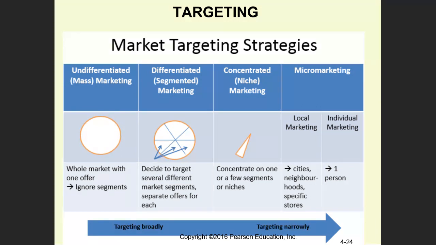Ah, we are getting closer. Like what? Like Bentley, Rolls-Royce. I am customizing the product for you. We are moving towards mass customization. Remember that. We are moving towards mass customization.